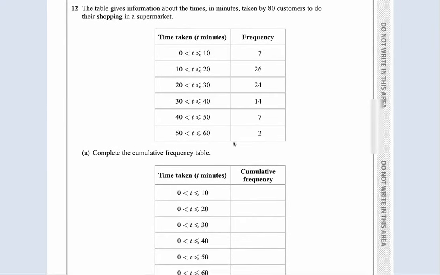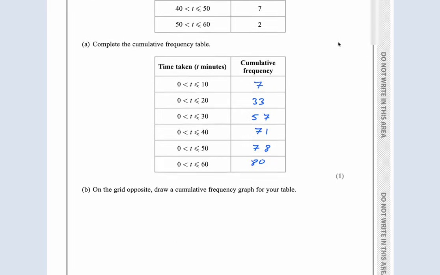Question 12. Okay, this is a nice question, guys. We can definitely all do this. It's a cumulative frequency table. So essentially we're just adding on the previous one. So 26 plus 7 is, first I put 7, then plus 26 is 33, plus 24 is 57, plus 14 is 71, plus 7 is 78, and plus 2 is 80, which is what I expected, 80 customers.